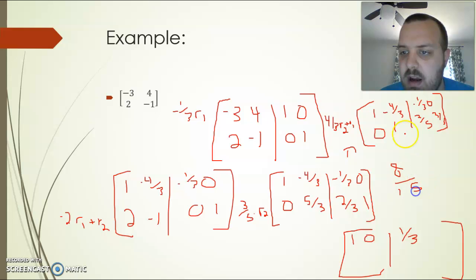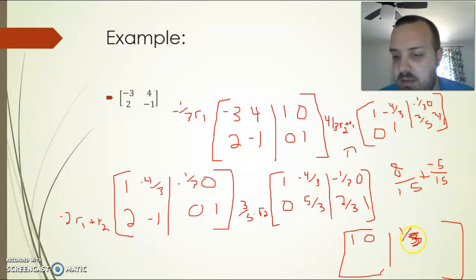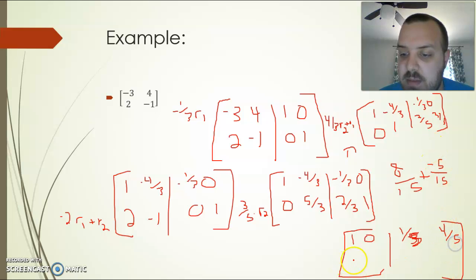And then up here, I'm going to have negative, I want to make this a common denominator, so I'll multiply by 5. So negative 5/15, which if I add these together, I'll get 3/15, which is 1/5. So 1/5 is going to go here. Okay, so sorry about that, 1/5. And then over here, I'm going to have 4/3 times 3/5, which those are canceled. I'm going to get 4/5 plus 0, so I'll get 4/5. And then down here, the bottom row stays the same.